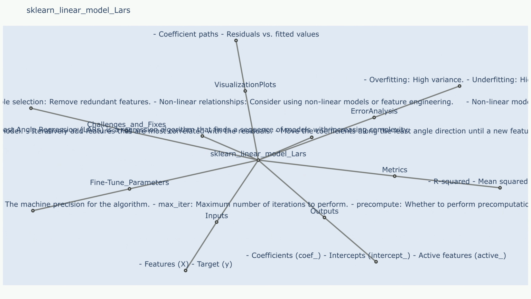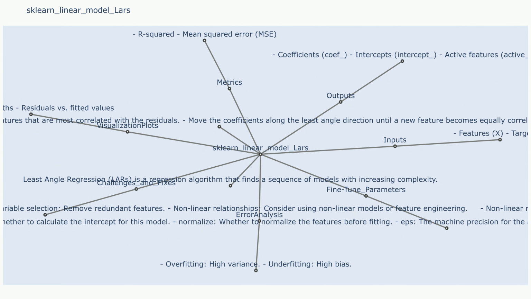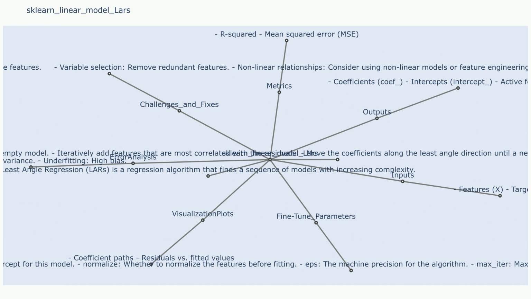Challenge 2. High dimensionality. When the number of features is very large compared to the number of data points, the LARS algorithm can become computationally expensive. Sample use case that resulted in challenge 2. A dataset with thousands of features but only a few hundred data points.